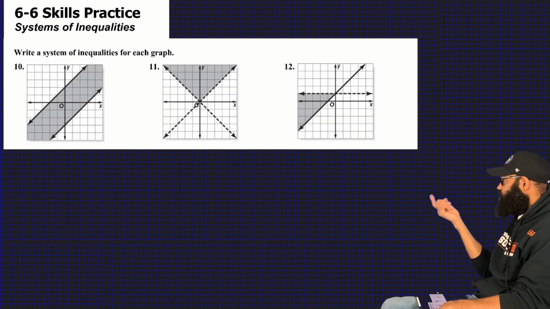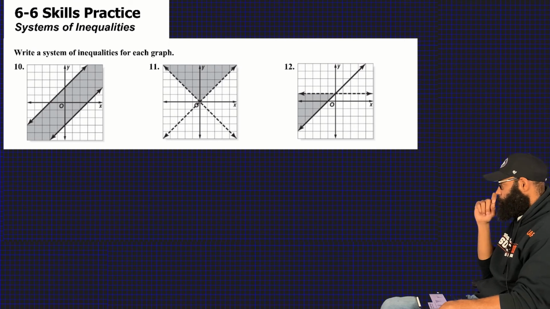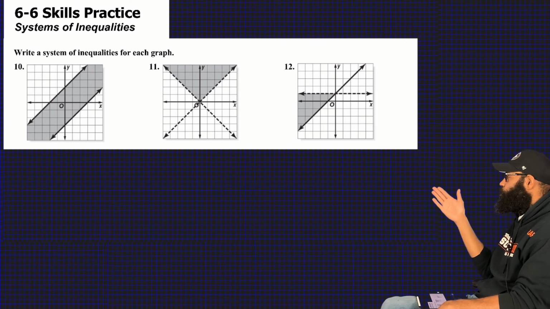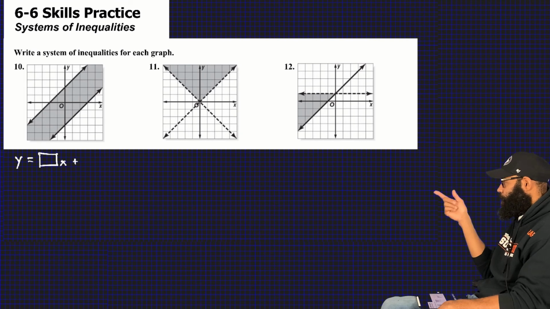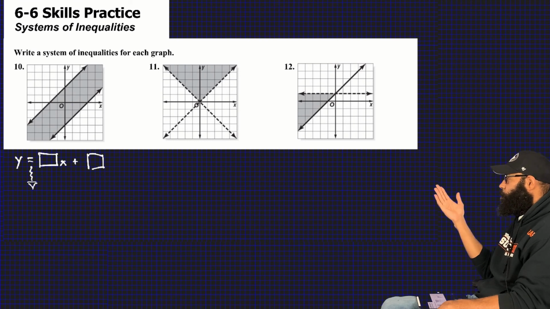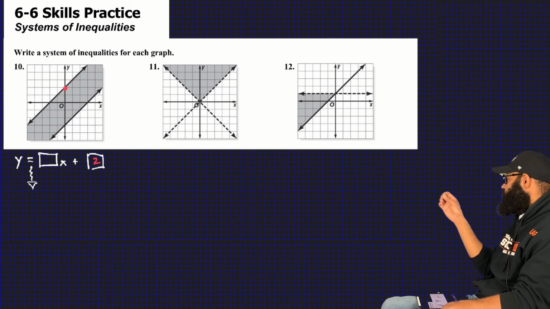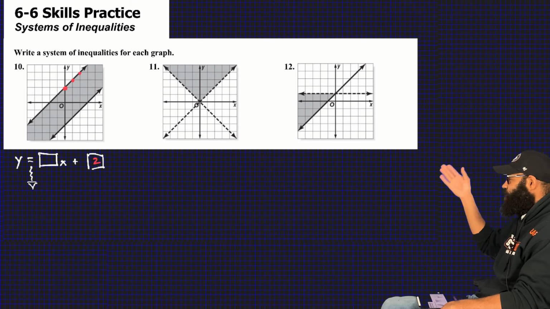Alright guys, well this time we're going to write the system, and this is probably using the reverse technique. When I say the reverse technique, I can write what I see. I can find M, and I can find B. Y equals mx plus b. But knowing I'm going to use an inequality, it's going to be less than or greater than. And by seeing that it's shaded below the line, I know it's less than. To see like for number 11, it's dashed, I know it's not equal to.